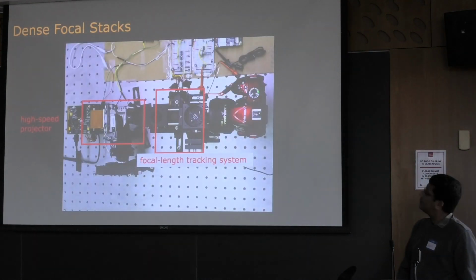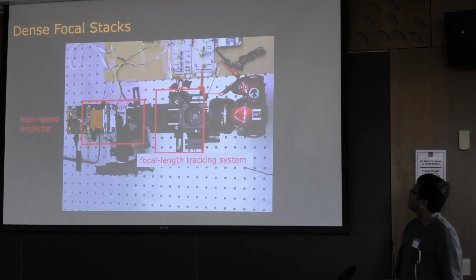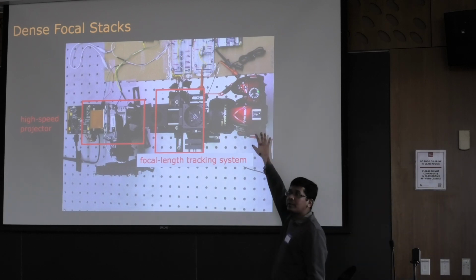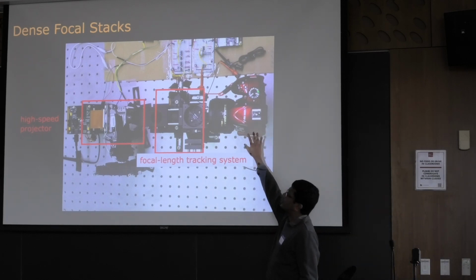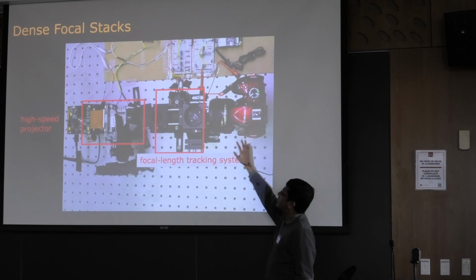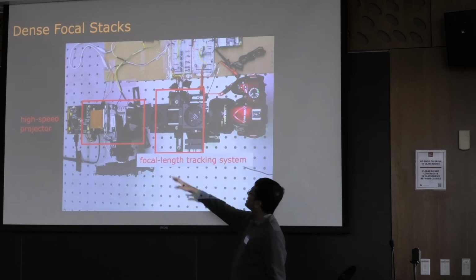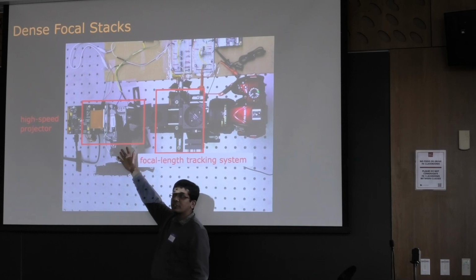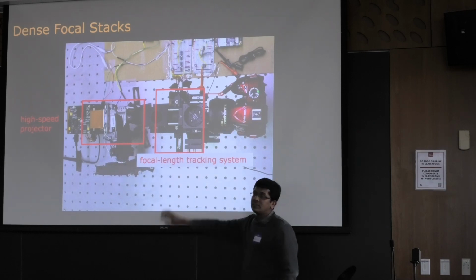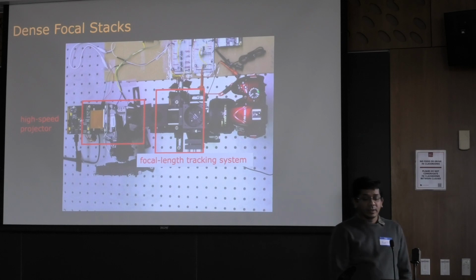It looks like this in our lab setup. So you have a camera here that's playing the role of your eye. I'll show you imagery from this camera. This camera is not connected to the display. The display itself has two main components, a high-speed projector and a focus tunable lens, which has a focal length tracking system baked into it.